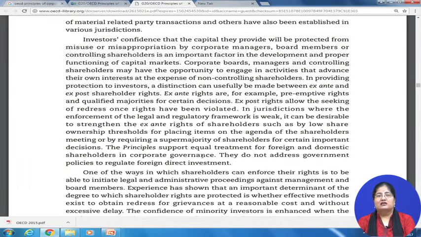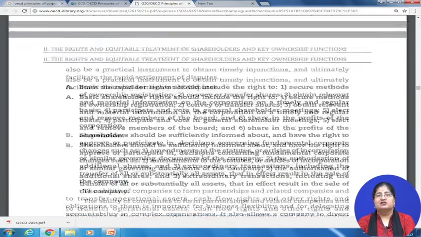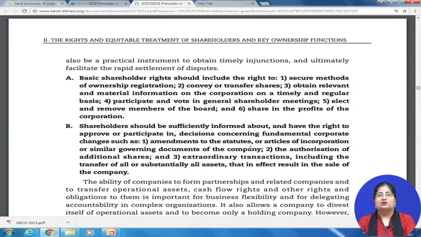Under this, the various suggestions are: basic shareholder rights should include the right to secure methods of ownership registration, convey or transfer shares, obtain relevant and material information on the corporation on a timely and regular basis, participate and vote in general shareholder meetings, elect and remove members of the board, and share in the profits of the corporation.